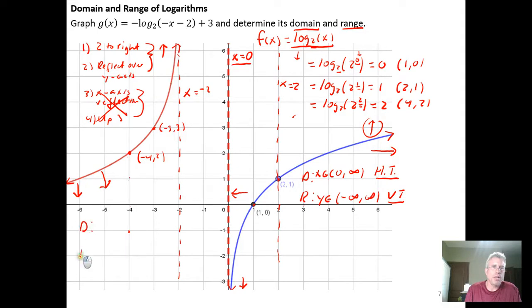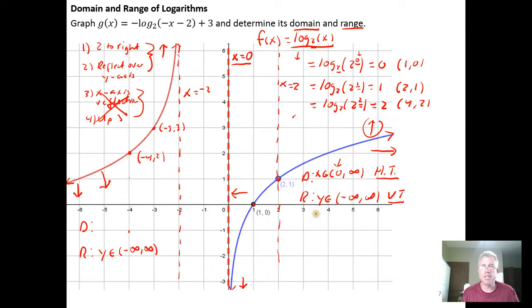We have a domain and a range. The range, where the y values are going, is still going to be from negative infinity to infinity. No simple vertical transformation that's a stretch or translation is going to change that. But the horizontal transformations, 2 to the right and reflect over the y-axis, are going to impact the domain. The domain wasn't going from negative infinity to infinity, so it is going to have an impact on this.